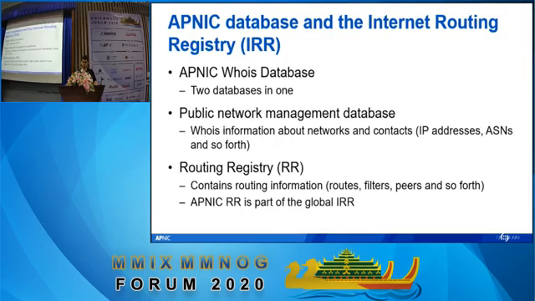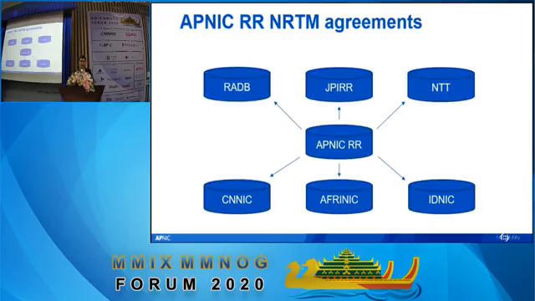The APNIC routing registry is part of the global Internet Routing Registry database. APNIC has an NRTM agreement with a few other databases. NRTM stands for Near Real-Time Mirroring, with such databases as RIDB, NTT, CNIC, APNIC, IDNIC, and so on. What this does is any route objects that you register in the APNIC WHOIS database are going to be mirrored to all these databases.